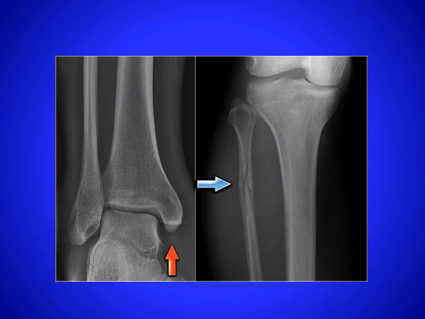A special type of Weber C fractures is the Maisonneuve fracture. You will find a proximal fibular fracture, a disruption of the syndesmosis, and typically some slight talar shift with disruption of the deltoid ligament medially.